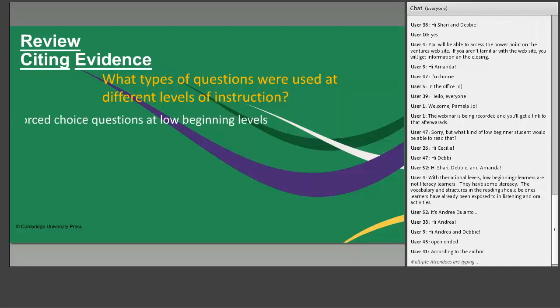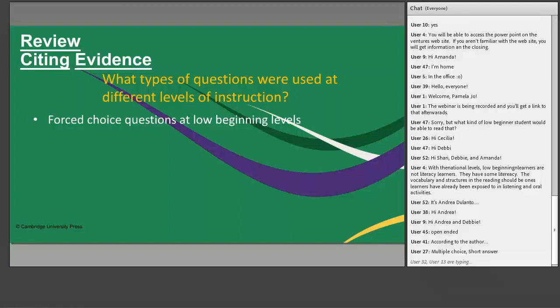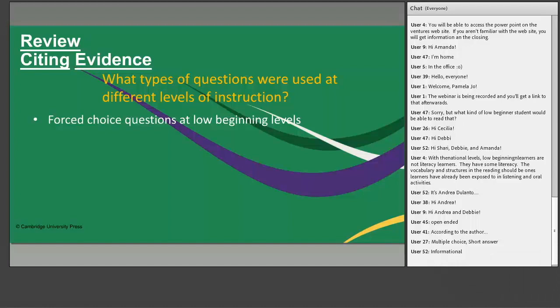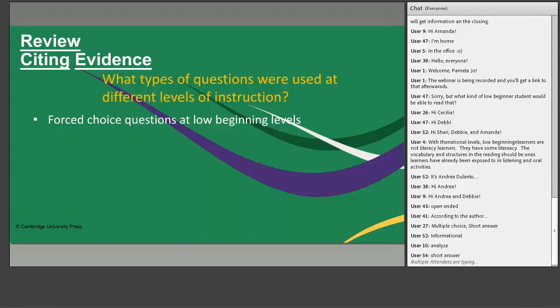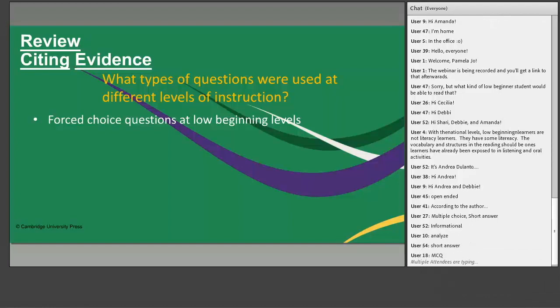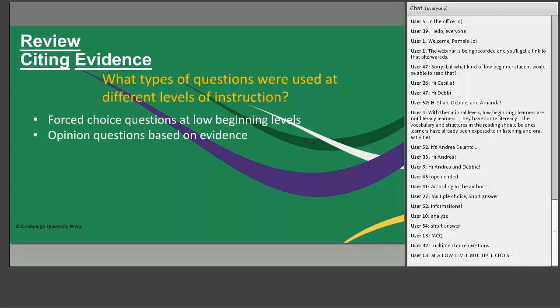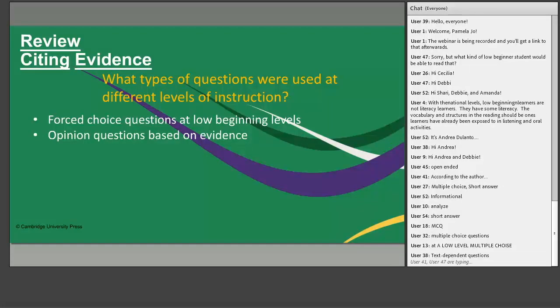Open-ended, yes, thank you. Beginning at that low level, though, we have the forced choice questions, and then it moves to open-ended. Great. The informational text, analyze, short answer. Opinion questions, I know people ask, can we still ask opinion questions? Yes, thank you. Oh, great.